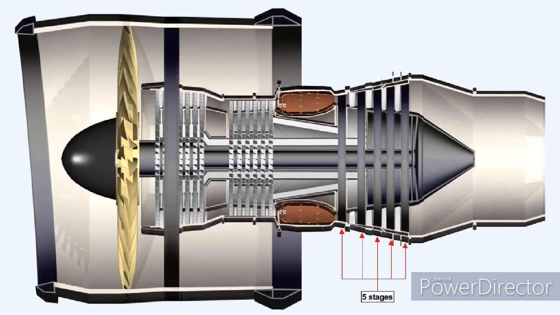A more effective method is illustrated in this picture, where an increase in the number of stages which comprise the turbine allows an increase in power output with a reduction in turbine diameter.